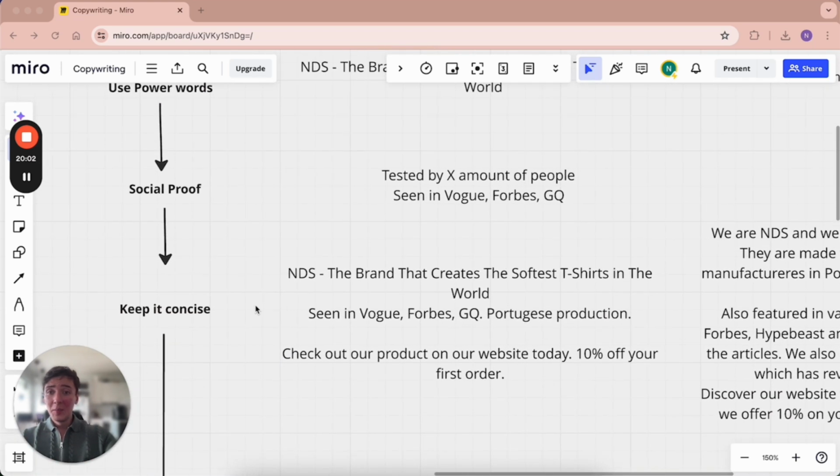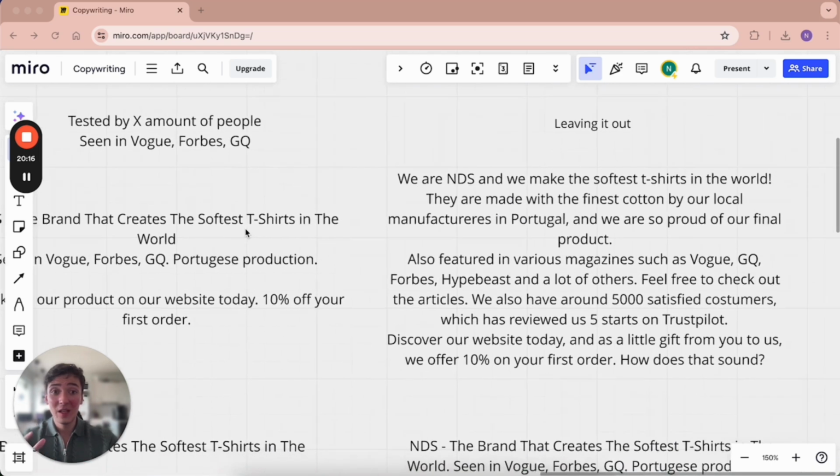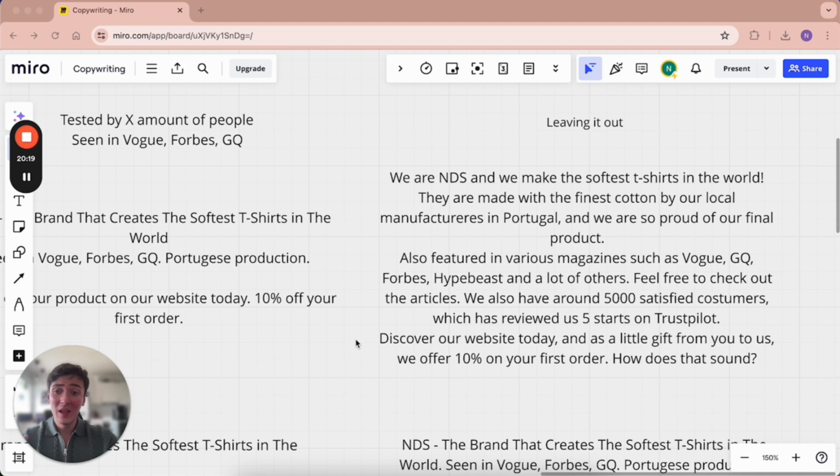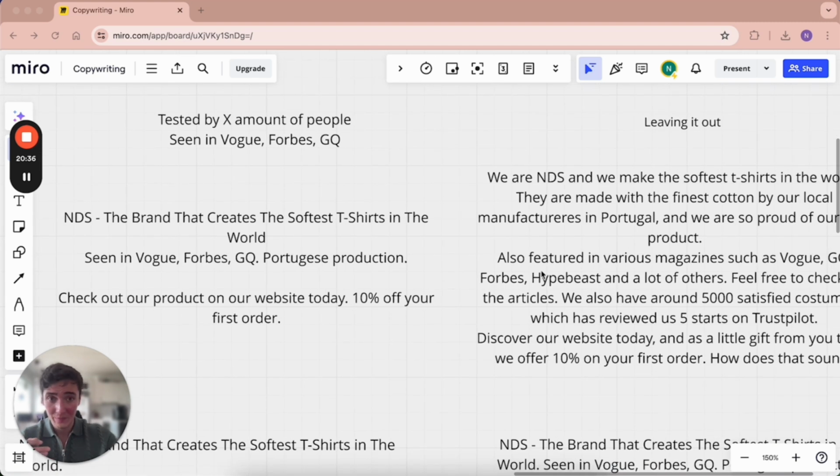The next one is keeping it concise. And here I've really tried to just think that less is more, because it really is, because people's attention span nowadays is very, very low, meaning that if they see a big text like this, the chance of them reading through it is very, very low. So over here saying the brand that creates the softest t-shirts in the world, seen in Vogue, Forbes, GQ, Portuguese production, check out our product on our website today, 10% off your first order.